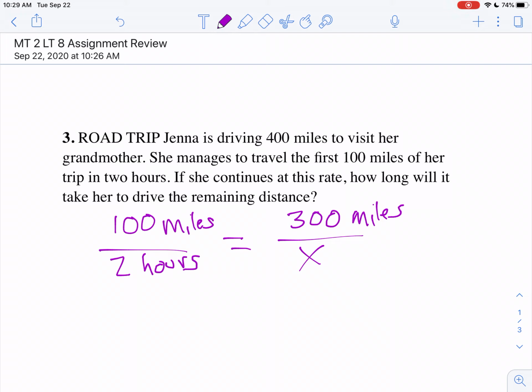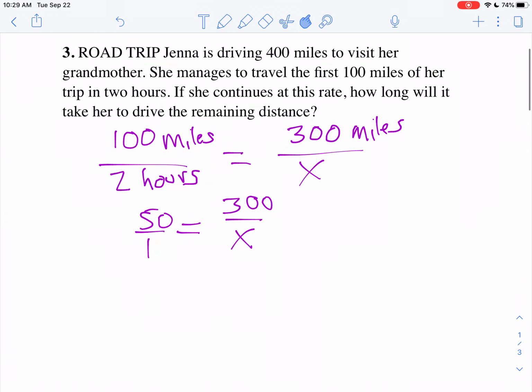I always like to reduce. So let's reduce 100 divided by 2. That's 50 over 1, because 100 divided by 2 is 50, equals 300 over x. Now you can cross multiply, which I don't like that word, but let's just look at the fractions here.